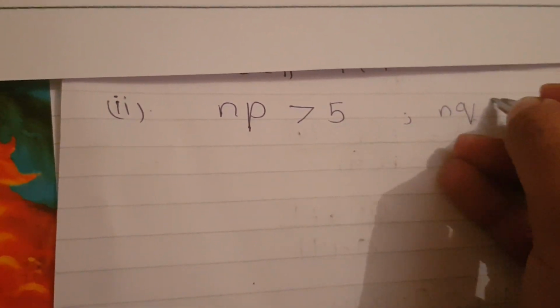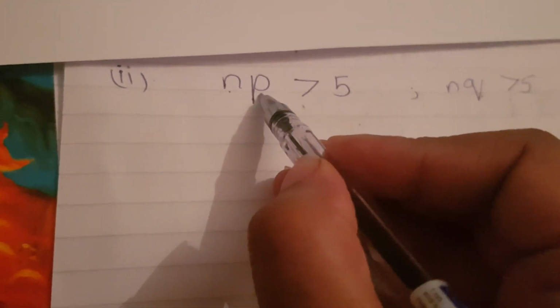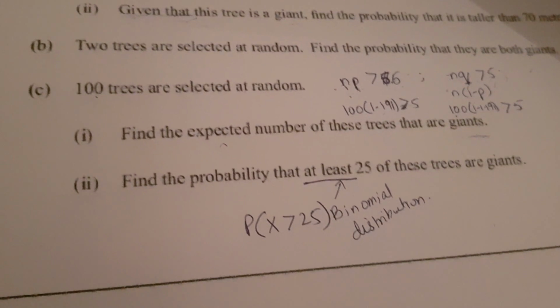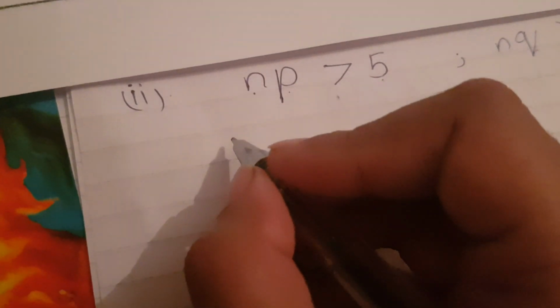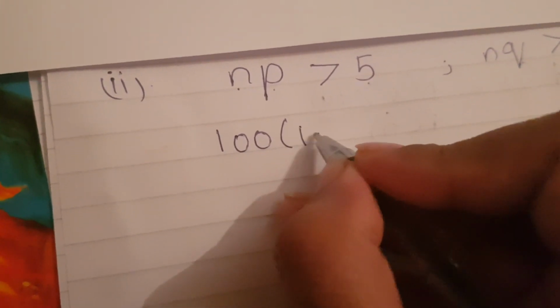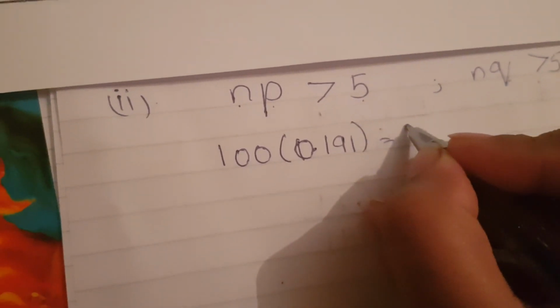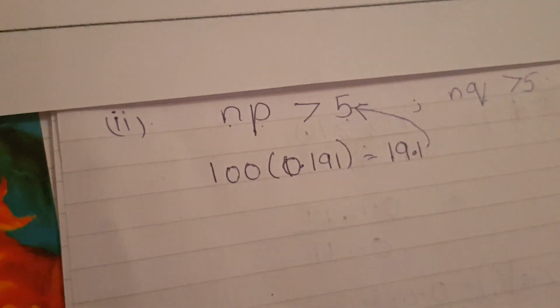This is the condition, when your n multiplied by p is greater than 5. In this particular question, your n is 100, right? And your p is 0.191. So 100 multiplied by 0.191. We calculated in the last part that this is actually equal to 19.1. So 19.1 is greater than 5, right?